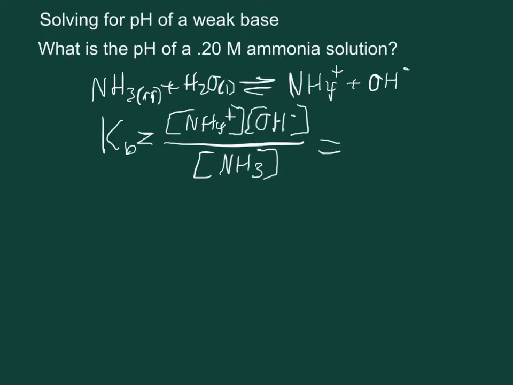We then need to know what the Kb of this is, because we can only find one of the three between the K, the pH, and the initial concentration. In this case, since it's an ammonia solution, we looked up the Kb in the book, and you find that the value is 1.8 times 10 to the negative fifth for the Kb.